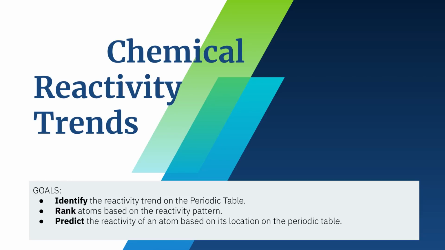Hi everyone, it's Mrs. Summer here to discuss chemical reactivity trends on the periodic table. The goal of this lesson is to identify the reactivity trend on the periodic table, rank atoms based on the reactivity pattern, and predict the reactivity of an atom based on its location on the periodic table.